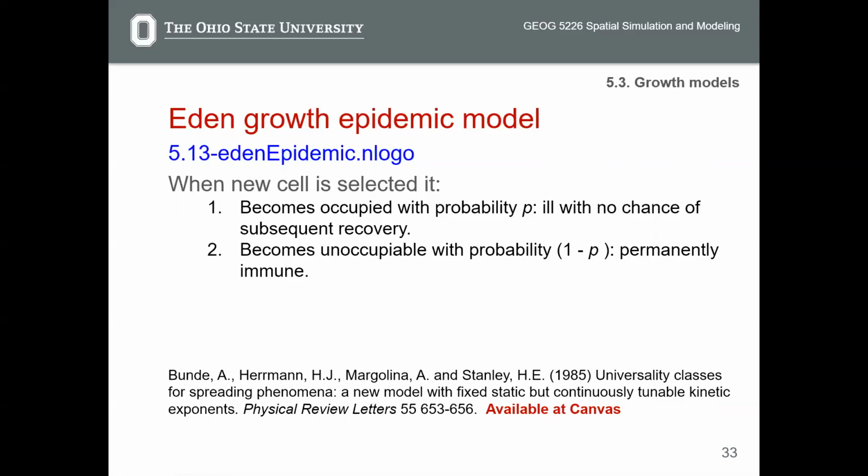of disease, right? With a probability P, an occupied site will be occupied forever. But with a probability of 1 minus P, this cell will become invincible. There is immunity. With a probability of 1 minus P, a cell will get immunity, which means it will never be occupied.